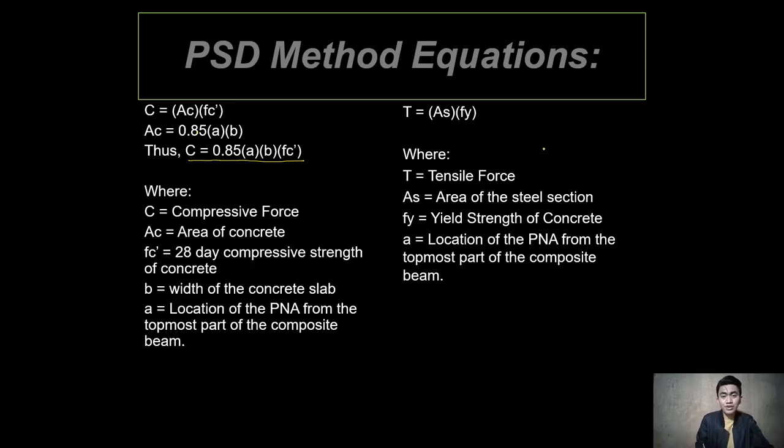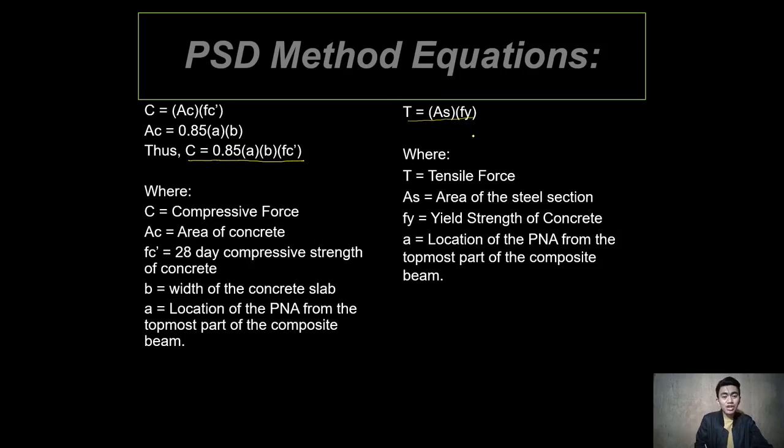How about the tensile force? For the tensile force, that is simply the area of your steel section multiplied by Fy, wherein Fy here is the yield strength of the steel. So why did I include A here? Why did I include A wherein we do not have A in this equation?